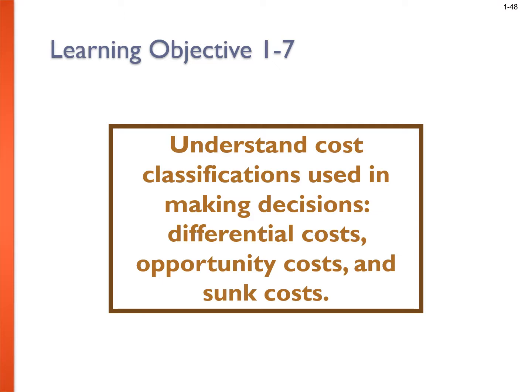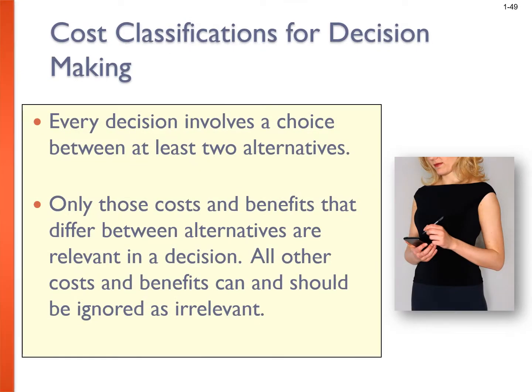We're going to understand cost classifications used in making decisions: differential cost, opportunity costs, and sunk costs. Every decision involves a choice between at least two alternatives. It's just the way our life is. We have scarce resources and unlimited wants, right? All those costs and benefits that differ between alternatives are relevant in a decision. All other costs and benefits can and should be ignored as irrelevant.